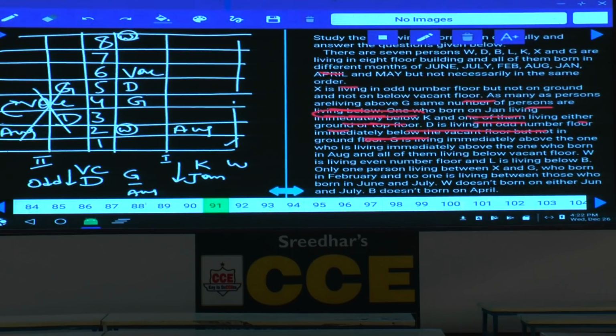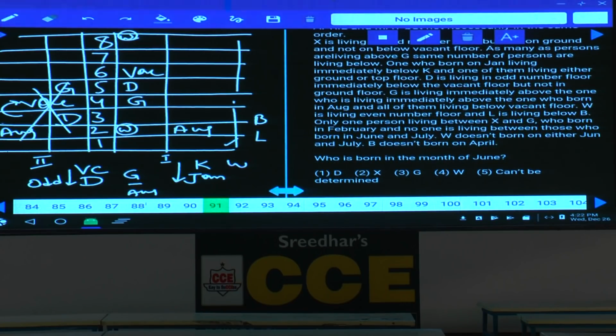Now, this L is living below this person B. Then what is the other information here? L is living below B, and G and the one born in August are all below the vacant floor, and only one person is between X and G. As only one person must be in between X and G, what is the possibility here? W cannot be on the 2nd floor. Why? Because if W is on the 2nd floor, then with one person between X and G, X cannot be on the vacant floor, isn't it?